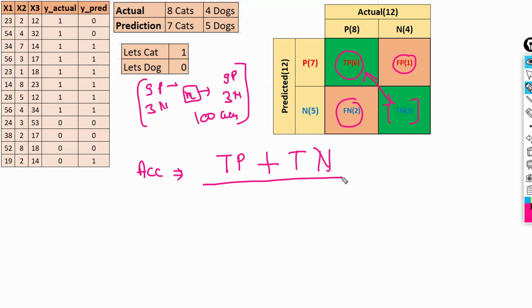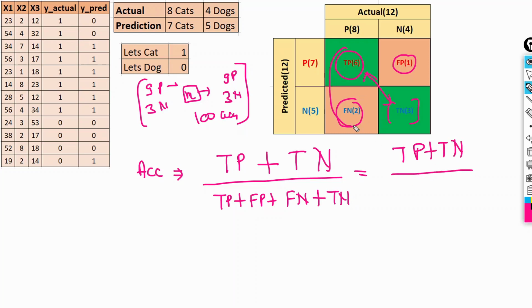So these two we will add, right? Then what are the total samples we have? It means all the true positive, false positive, false negative and true negative. We can write TP plus TN divided by all the positive value P and the negative value N, right? So this is the formula of the accuracy.